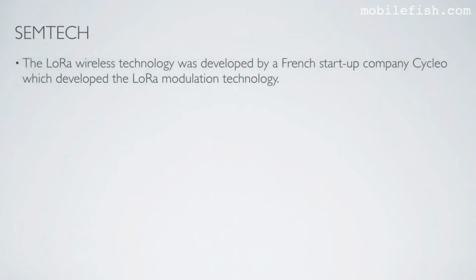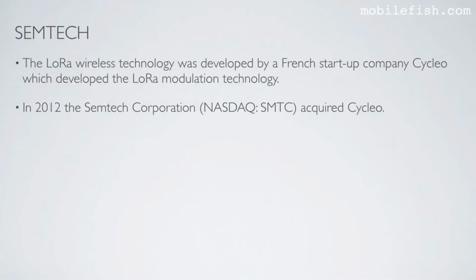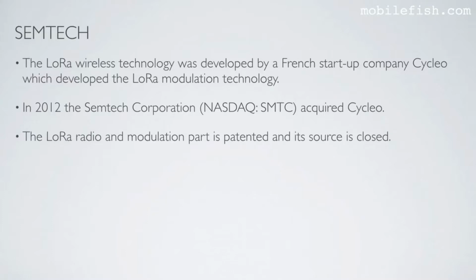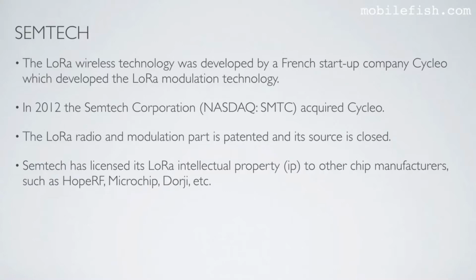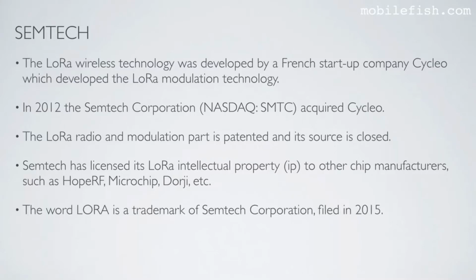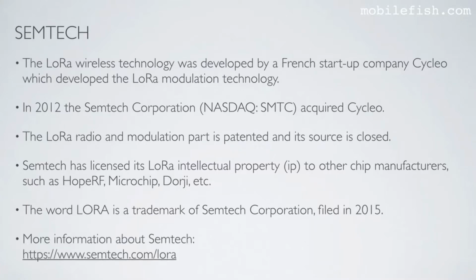The LoRa wireless technology was developed by a French startup company, Cycleo, which developed the LoRa modulation technology. In 2012, the Semtech Corporation acquired Cycleo. The LoRa radio and modulation part is patented and its source is closed. Semtech has licensed its LoRa intellectual property to other chip manufacturers such as Hope RF, Microchip, Dorji, etc. The word LoRa is a trademark of Semtech Corporation filed in 2015. More information about Semtech can be found at this location.